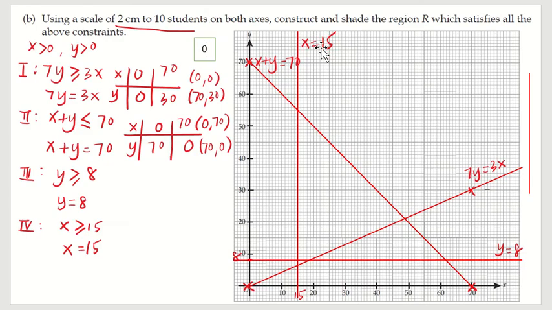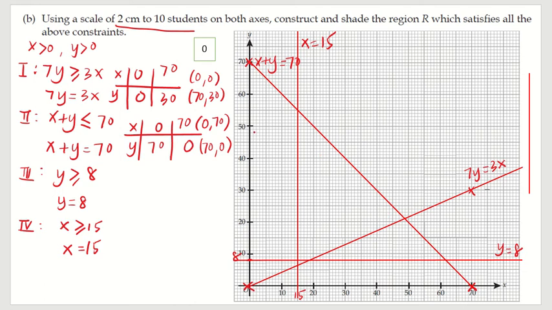Sorry, I forgot the important part, so I lost marks. I lost one or two marks already. Construct the shaded region. Okay, forgot, sorry. So now we have done our drawing, our graph already, right?